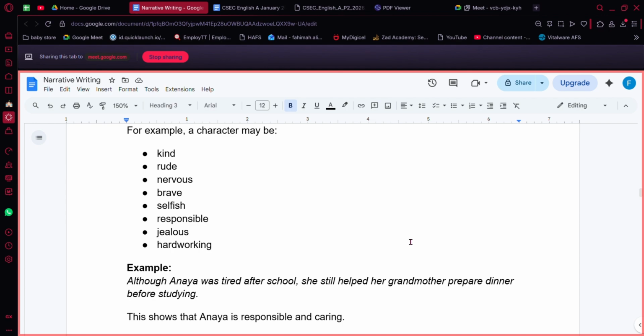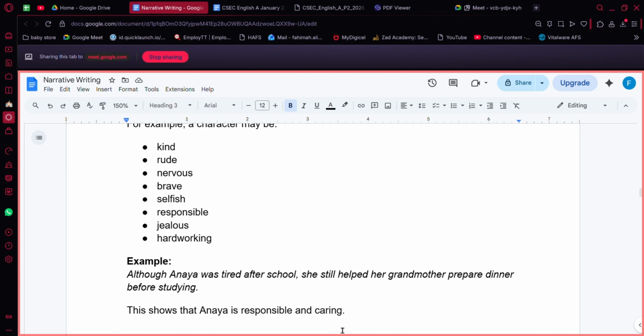Her grandmother has a purpose in the story as well. Her grandmother's purpose is to reveal Anaya's personality traits, which is that she is responsible and caring. If we didn't have the grandmother in the story, we would not have known that she is responsible and caring, because then it wouldn't have anybody for Anaya to help her. So although the grandmother is not the main character, she is still very important there. And it is very important to show the qualities, not state the qualities.